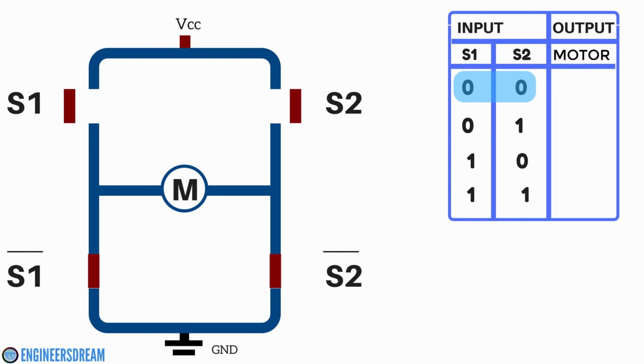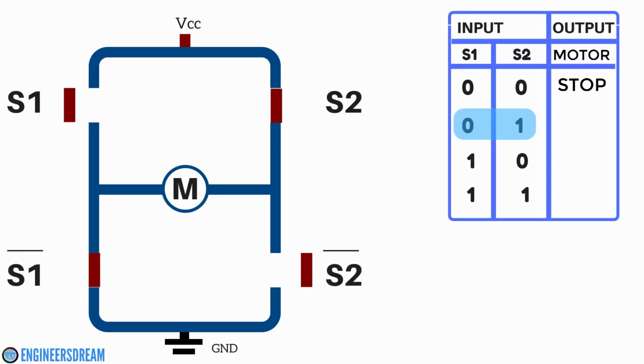So first, if we give an input of 0 0, that is S1 is 0 and S2 is 0, then the S1 and S2 switches will be open. Similarly, the S1 bar and S2 bar switches will be closed. Since the S1 and S2 switches are open, the current will not flow from the VCC to ground, and at this condition, that is 0 0 or low low, the motors will stop.